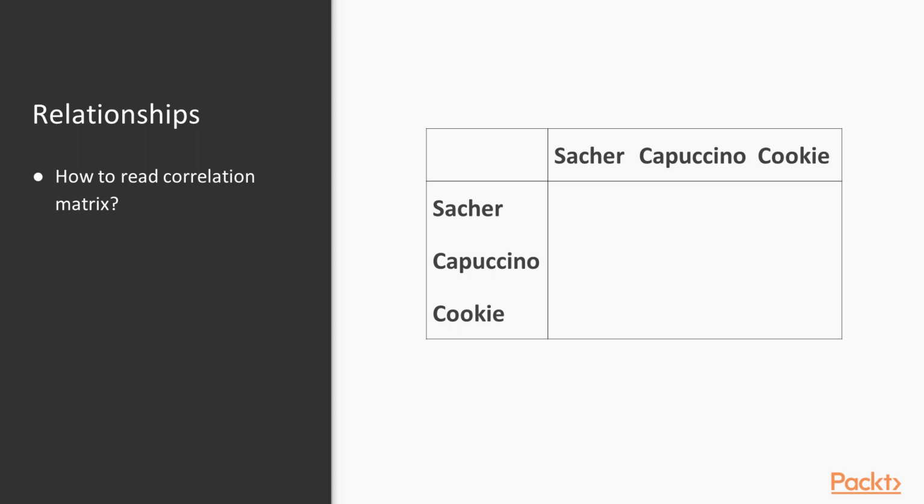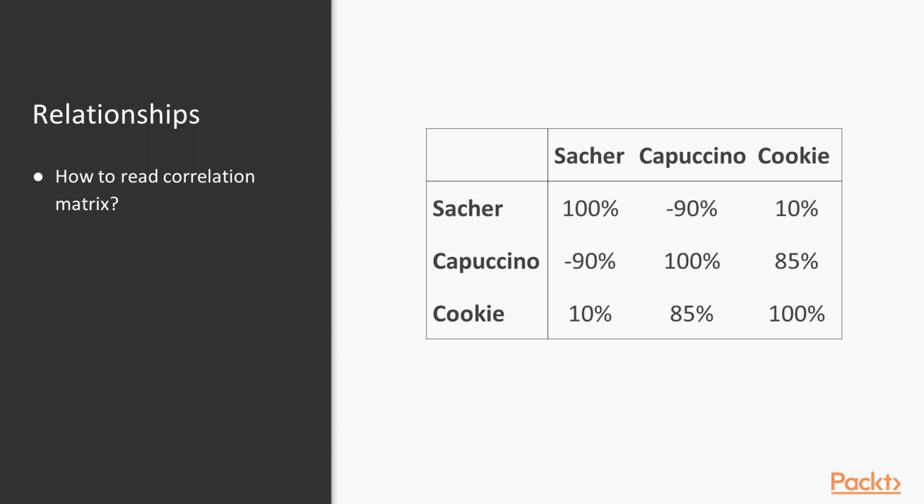Essentially, a correlation matrix is a square table. Rows and columns are exactly identical, and in our case they are the products that we're selling, and the values in the cells are correlation coefficients between sales within a product pair. Now, if it is negative, it means that sales move in opposite directions, and if the correlation coefficient is positive, then it means that the sales move in the same direction.